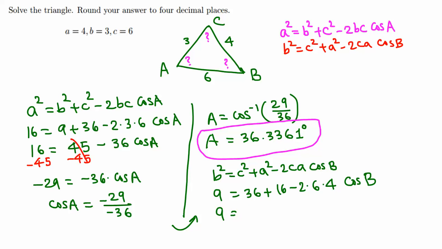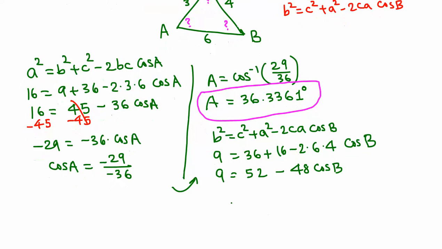It's a similar process, by the way. 36 plus 16, that's 52, minus 2 times 6, 12, times 4, 48 cosine B. Subtract 52 from both sides. 9 minus 52, that's negative 43, equals negative 48 cosine B.